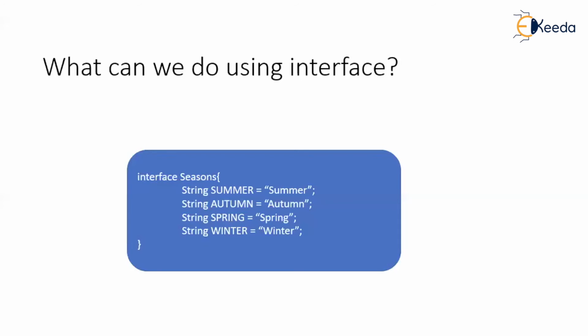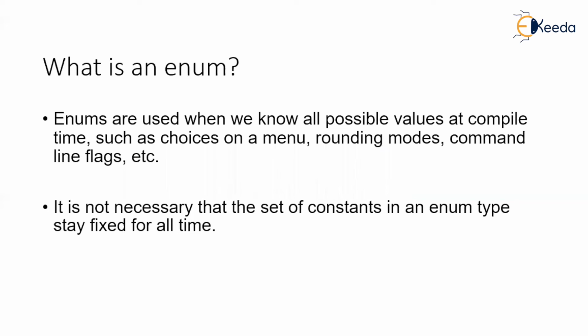But when we have interfaces, we need to follow this particular scenario. So what is the solution for this? The solution is an enum. Enums are used when we know all possible values at compile time, such as menu, rounding modes, command line flags, or seasons, or say modes of payment, right? And these are the constants which are valid for your application.